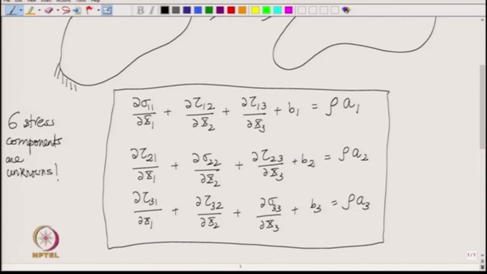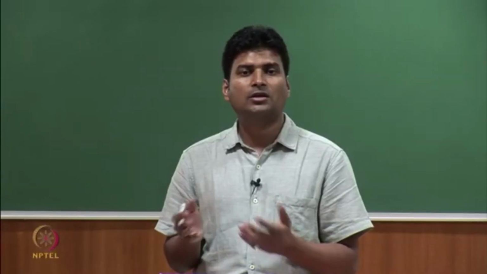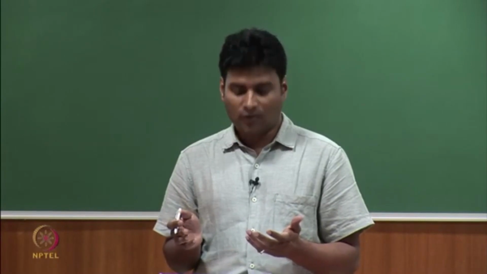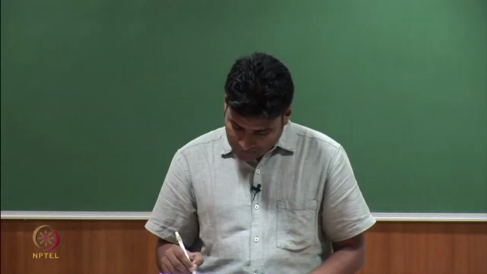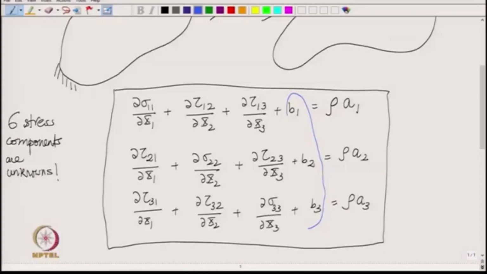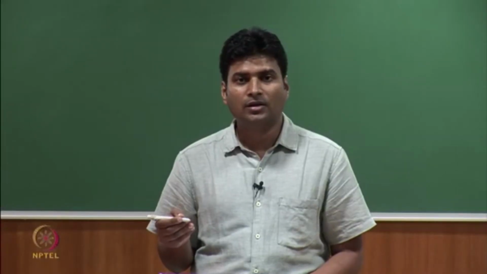Then the body force B 1, B 2, B 3, they are something which are prescribed. For example, if you have gravitational body force, the body force becomes rho times acceleration due to gravity. So, these are usually known. And then on the right hand side we have acceleration. So, acceleration you can write in terms of displacement, is not it?